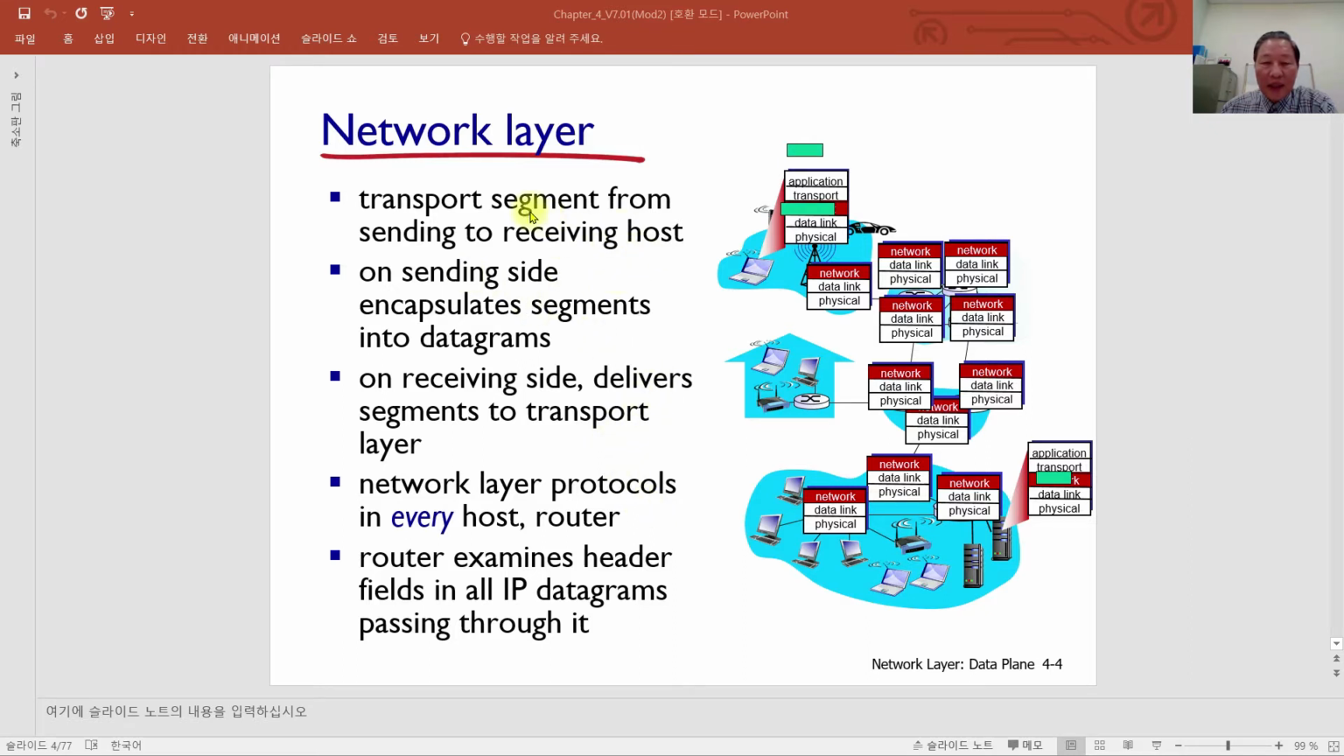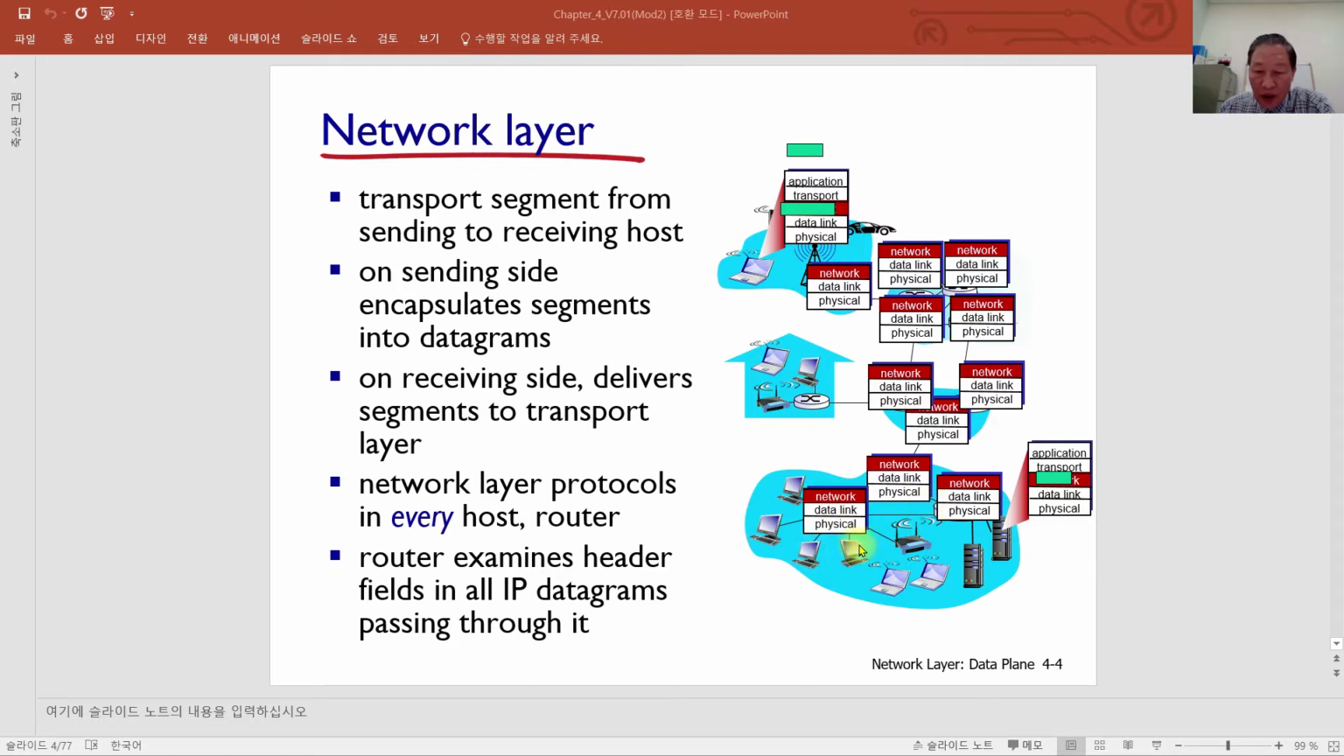Okay, the network layer is transporting segments from the sending to the receiving host. On the sending side, it encapsulates segments into datagrams before sending. And on the receiving side, after receiving, it delivers segments to the transport layer. And these network layer protocols exist in every host as well as in every router.